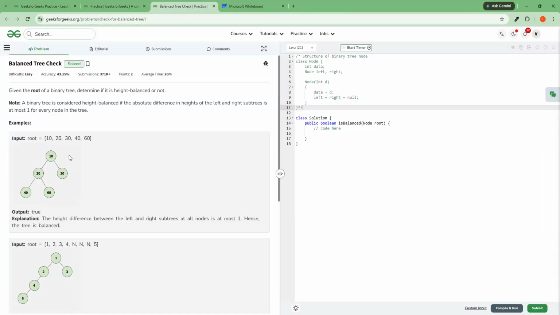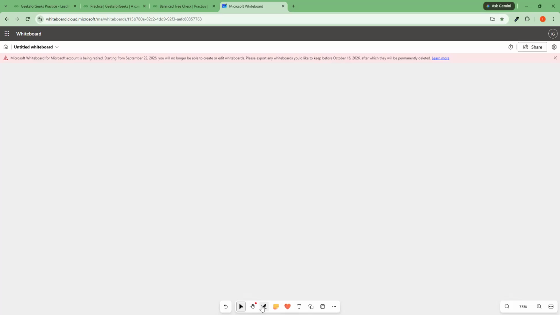What the problem is saying is, we are given a binary tree and we need to identify if this binary tree is height balanced or not. What do we mean by height balanced? Height balanced means the absolute difference in the height of the left and right subtree is at most one for every node in the tree. Okay, so let's consider one example.